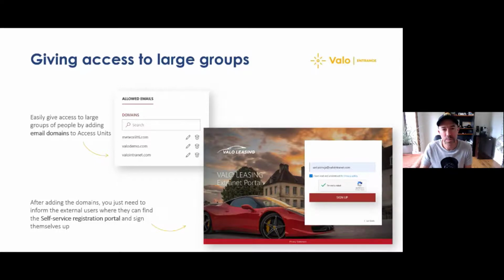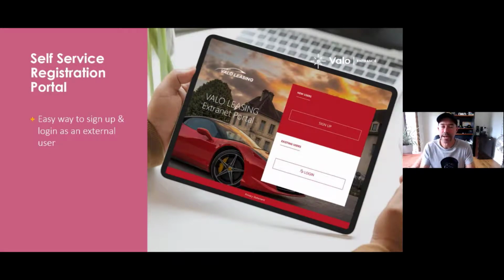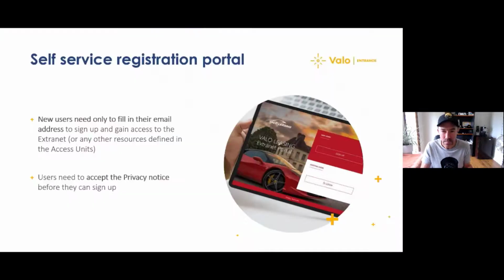Okay. Now, speaking of the self-service registration portal, again, it's a public-facing registration portal, and it's a really easy way for your external stakeholders and users to be able to sign up and log in and get access to the resources that they've been granted. The new users really only need to fill in their email address because we already grant them access via the access unit, and then they get a nice looking email invitation to accept. Now, you may have seen the out of the box Microsoft invitation emails. We make those look a lot nicer through some customized templates, and then the users are ready to go.